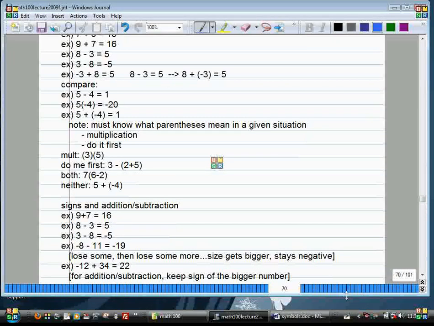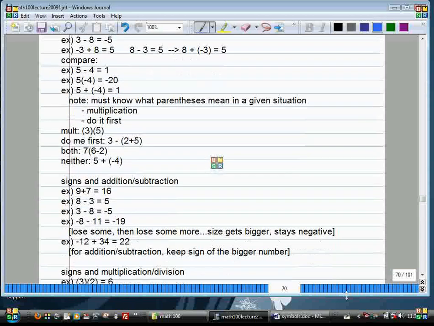But then this immediately became confusing because for multiplication and division, there's a different rule for how you deal with signs. What is the rule for dealing with signs in multiplication and division? Wait, a negative times a negative is a... Okay. You went so fast. I had to check. Okay, right.